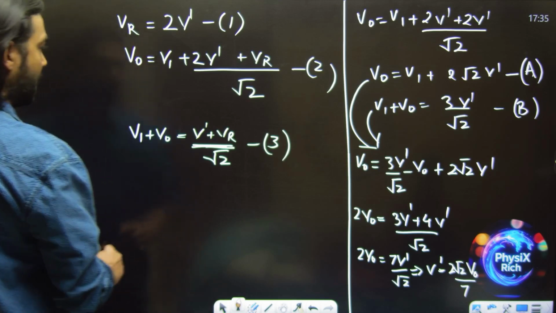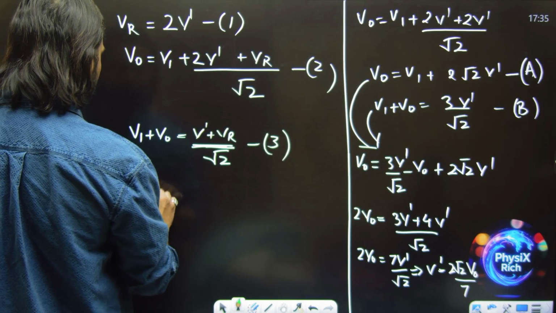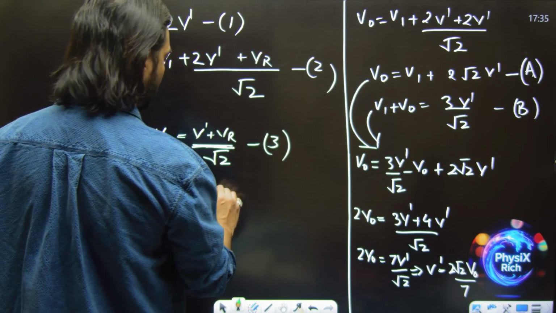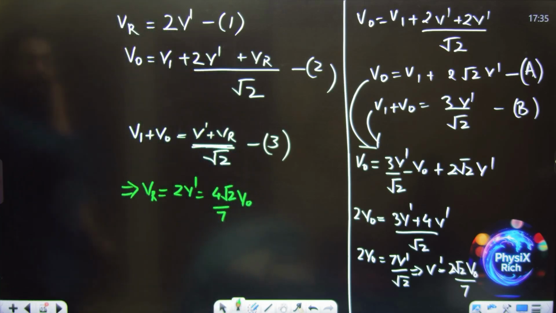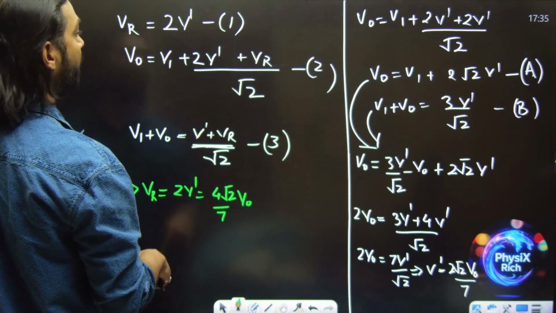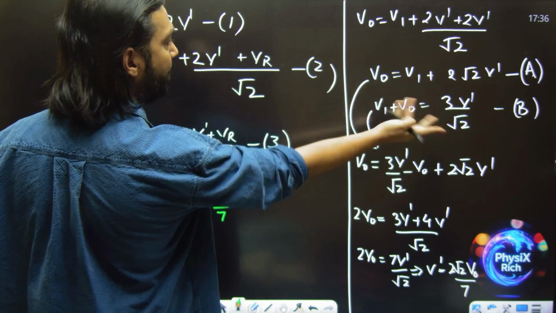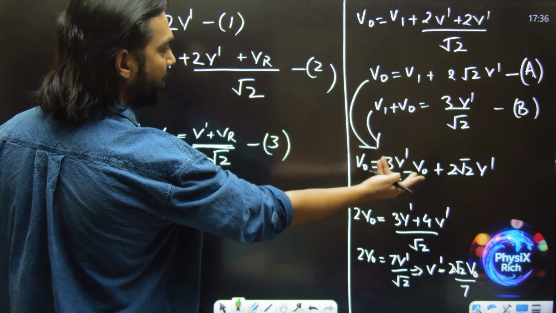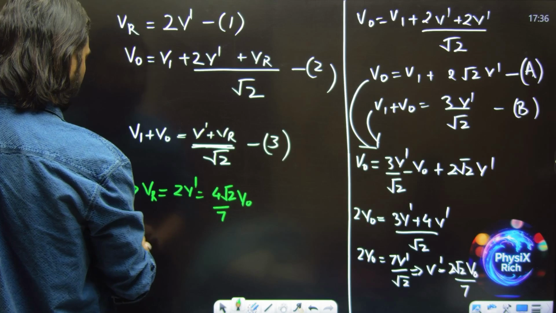Also, we can find VR as well from here. Very simply, you can get VR. Now VR is 2V dash. So 2V dash is simply 4 root 2 by 7 V naught. All right. And we can also find out V1 from here. So how will we find V1? We can find V1 from here. Equation A or B, it's the same. You can use any one you want. I'm going to use B. So let's use the equation B.